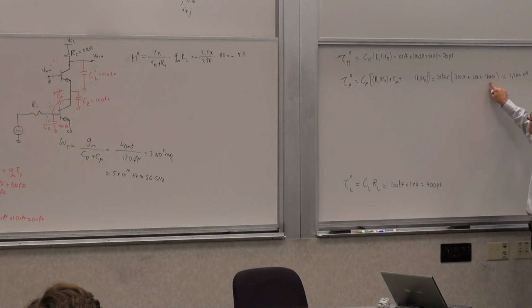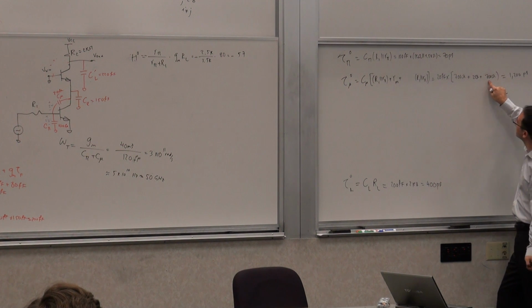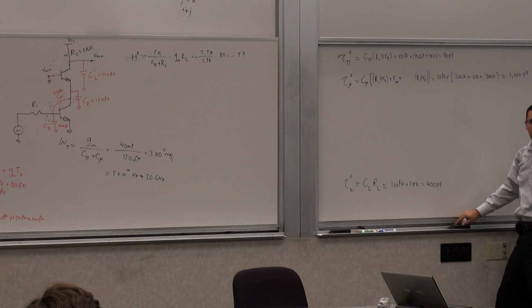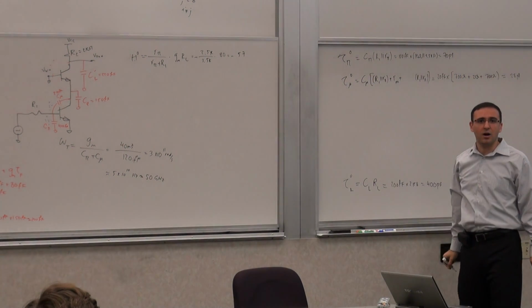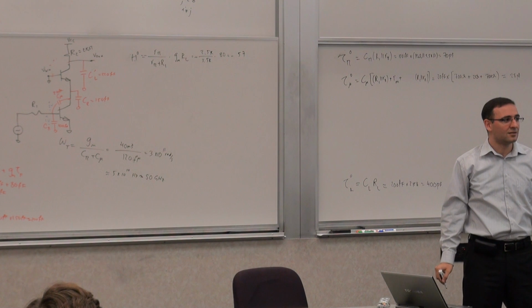So let's see what the new time constant is. This is basically, for all intents and purposes, 1.4 kilo ohms. 1.4 kilo ohms times 20 femtofarads is 28 picoseconds, right? So look at this. This even became smaller than tau pi.